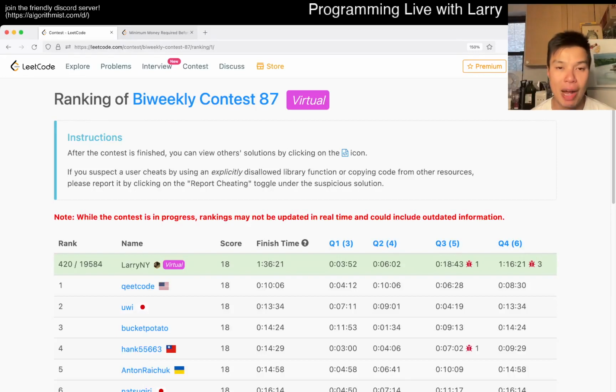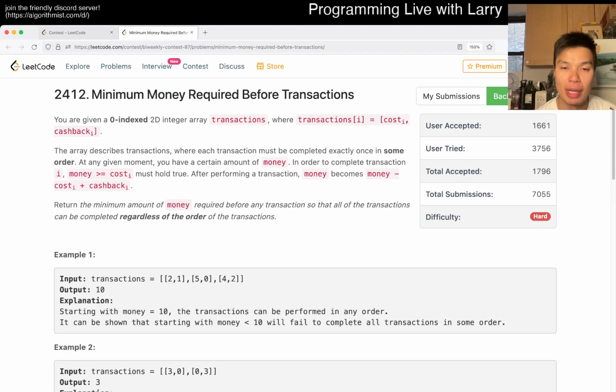This is me going over Q4 of the Biweekly Contest 87, Minimum Money Required Before Transactions.